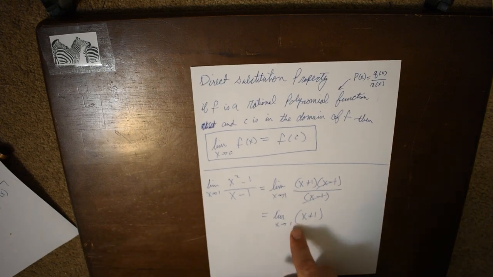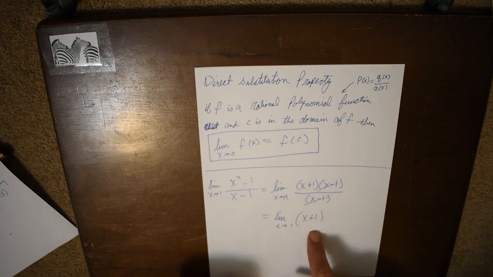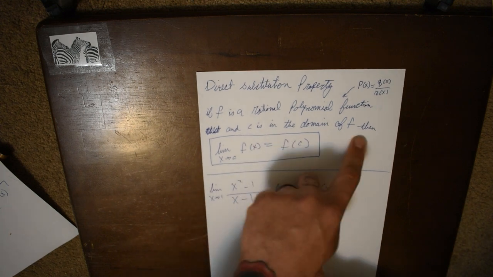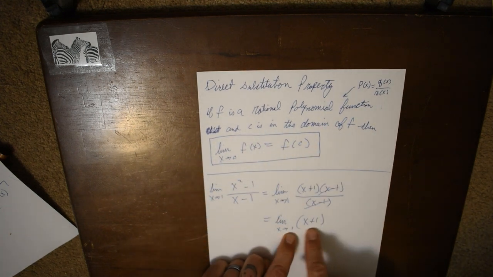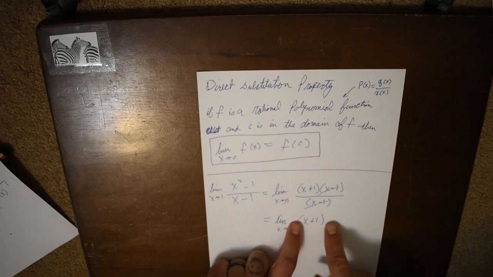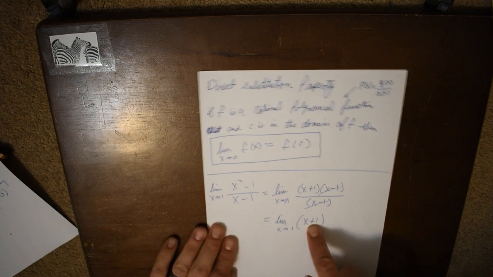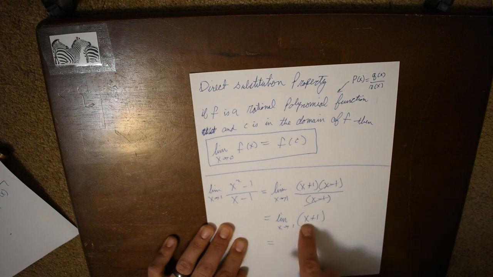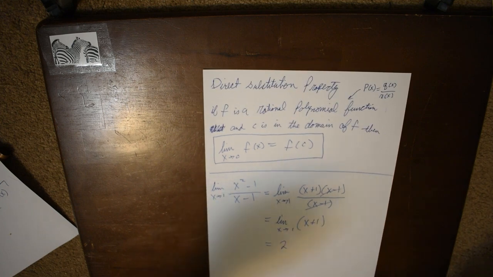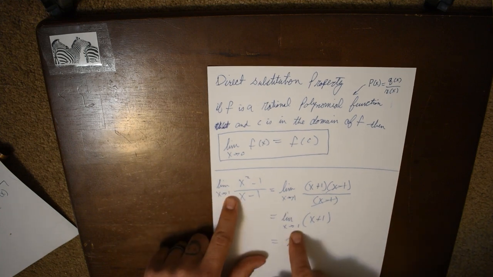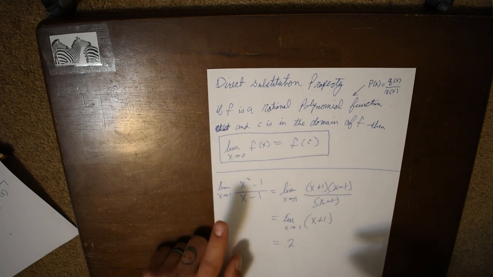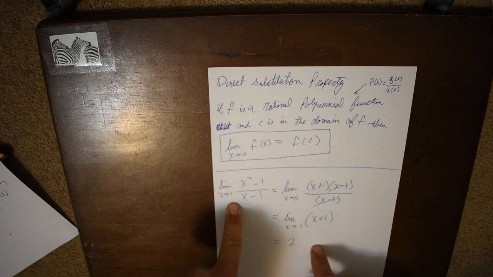Now, we could use our limit laws and break it up at addition, but if you notice what the rational polynomial function is saying, c is in the domain of f. 1 is in the domain of x plus 1. It's a line, it's a polynomial, it's defined everywhere. Since 1 is in the domain of this function, we don't have to use our limit laws. We can just plug the value of 1 in and get 1 plus 1, which is equal to 2. Once the value at the bottom of the limit is in the domain of this function, you can directly plug it in. That's why we couldn't do it here, because we can't divide by 0.